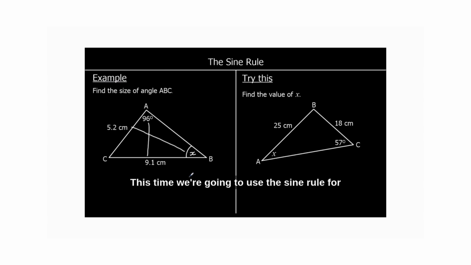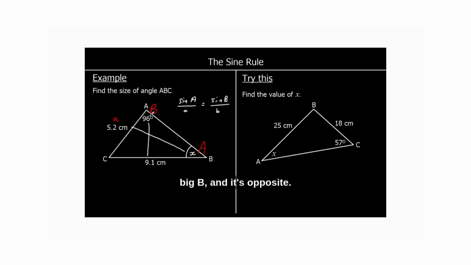This time, we're going to use the sine rule for angles. So it's going to be sine big A over little a equals sine big B over little b. So the sine always goes with the angle, the big letter is the angle, and the little one is the length. So this time we're going to have x as big A, and opposite it, 5.2, will be small a. Our other angle is going to be big B, and its opposite will be little b.